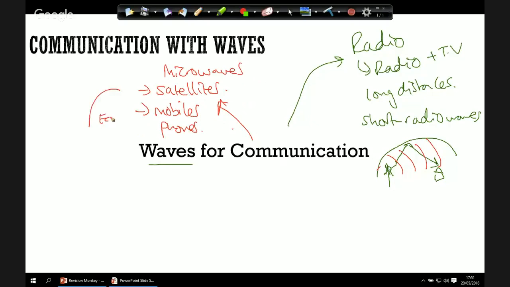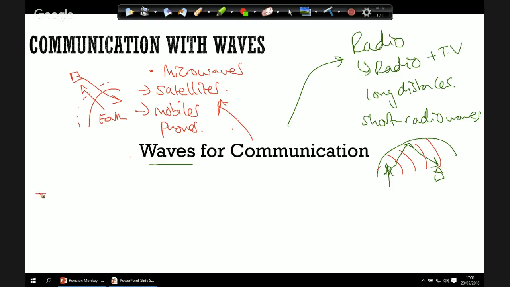So if you've got the Earth here and the atmosphere around it, any microwaves can go out to a satellite and then they will reflect that signal back to somewhere else on Earth. So these are really important, these microwaves, and they're important for a lot of our day-to-day life and the things that we use. So as well as that, you've got other uses of waves.